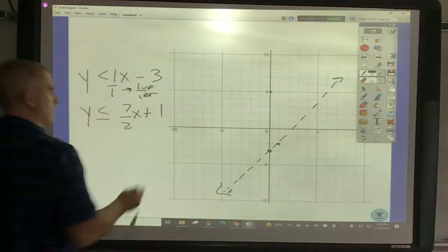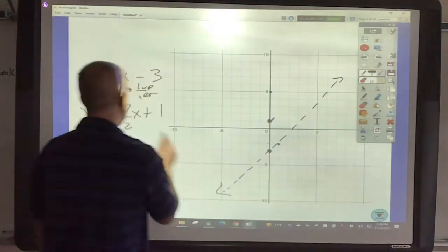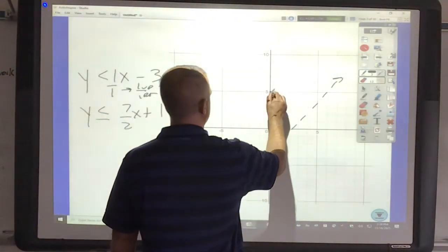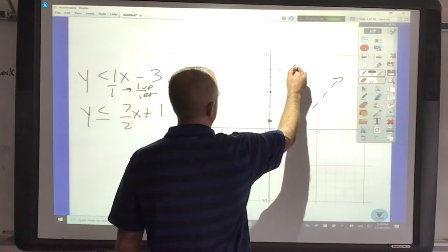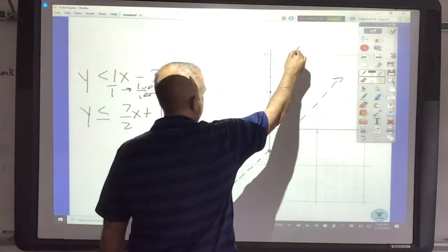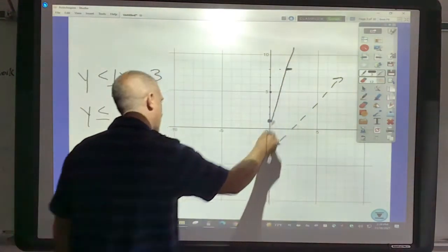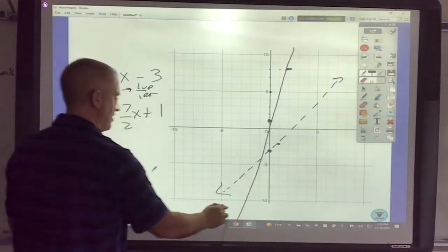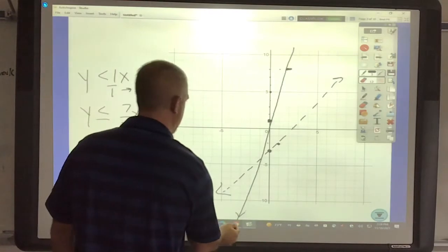This one I'm going to start at 1. This is going to be up 7 to the right 2. 1, 2, 3, 4, 5, 6, 7, 1, 2. Then that's going to be a solid line. So you could have stuff like that. You can see it's a sort of a tight window there, but I think you can make it work.